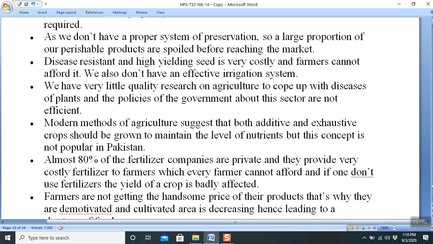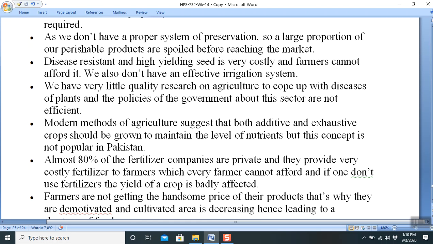Yes, this claim is true in a sense, but not fully. As far as policies are concerned in Pakistan, policies are not that effective. Yet, agriculture research was introduced in Pakistan long ago. Agriculture University of Faisalabad, Arid Agriculture University Rawalpindi, and similar universities in Pakistan are working in this field and they have produced excellent results.